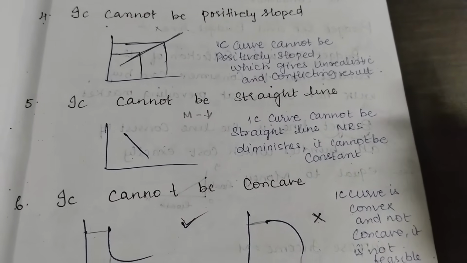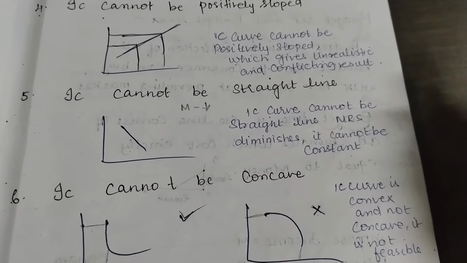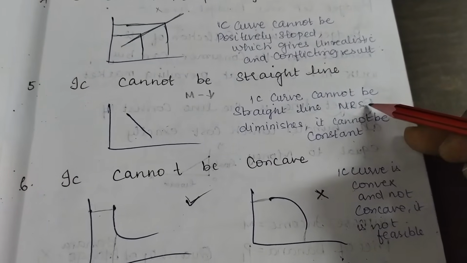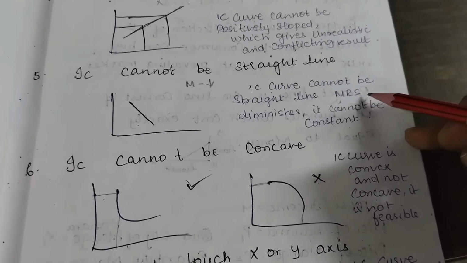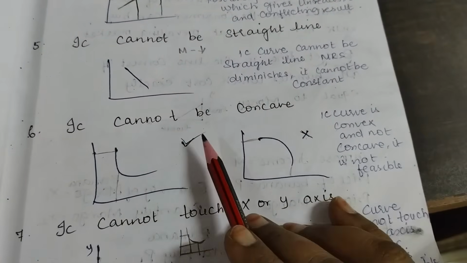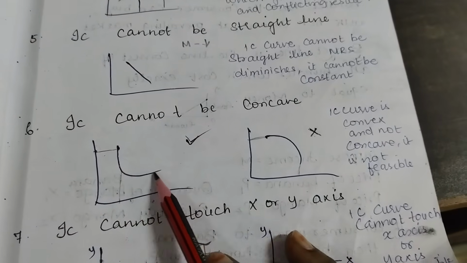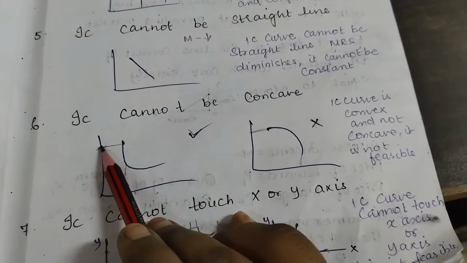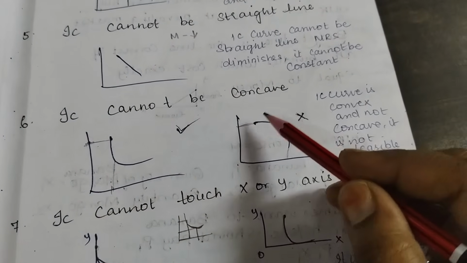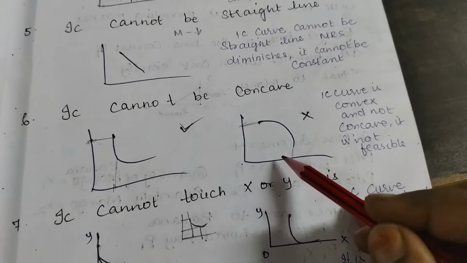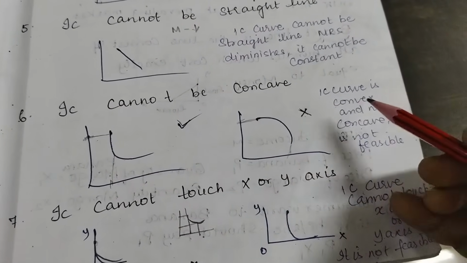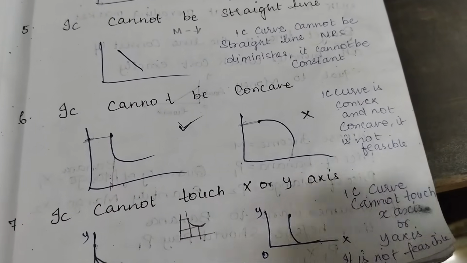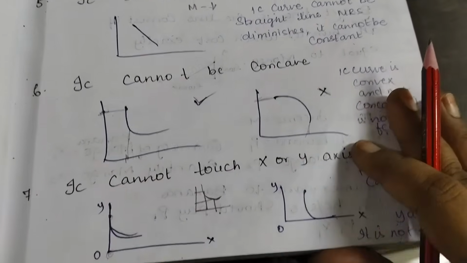The IC curve cannot be a straight line, because the MRS diminishes every time. So there is no chance for the MRS to remain constant. It cannot be concave. When you get one thing to the maximum, the other has to be at the minimum. You cannot purchase this to the maximum and the other to the maximum. It's not possible. So it is not concave in nature, it is convex in nature.